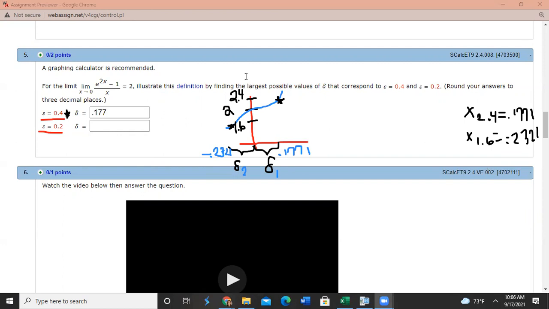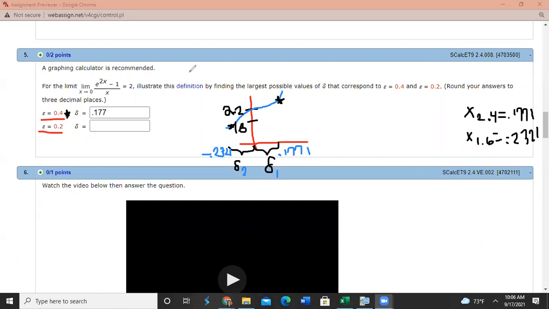Okay, so just as a reminder, I mentioned this briefly before, but instead of 2.4 and 1.6, we're going to be doing this for 2.2 and 1.8.